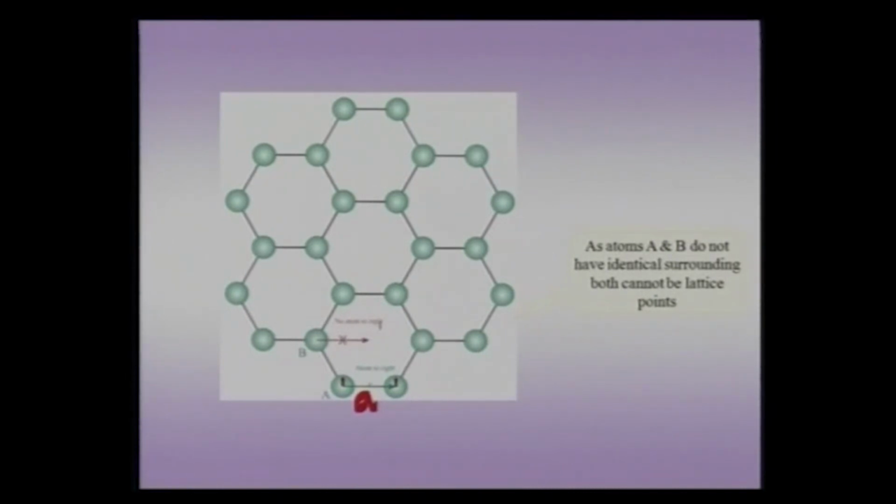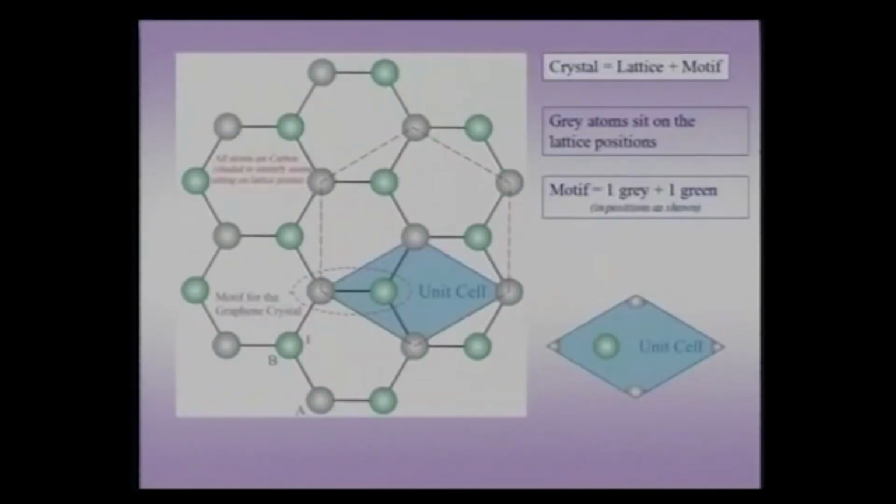So the environment of point A is different from the environment of point B. And what is the requirement of a lattice? That every point should have an identical surrounding. So clearly, as the surrounding of point A is different from the surrounding of point B, A and B together cannot belong to the same lattice. So what is the lattice, and how do we describe it in terms of a unit cell, a motif, etc., is the next question.